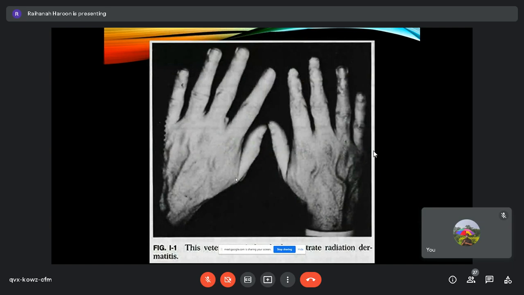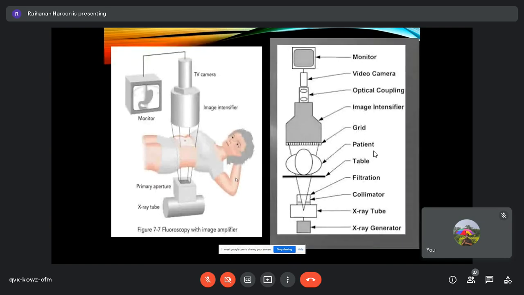This is just one of the complications that can happen when you are exposed to very high radiation. So this is again the setup of fluoroscopy. Usually we have a table that the patient lies down on. We do have a table for X-ray as well, but usually the rest of the setup is distinct.